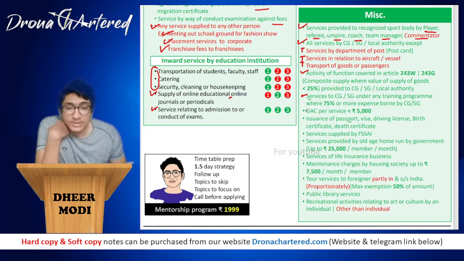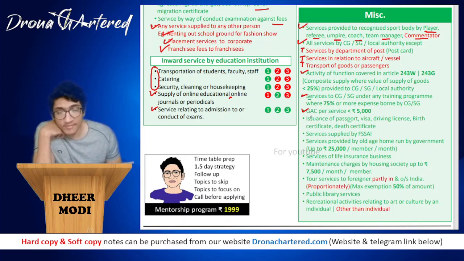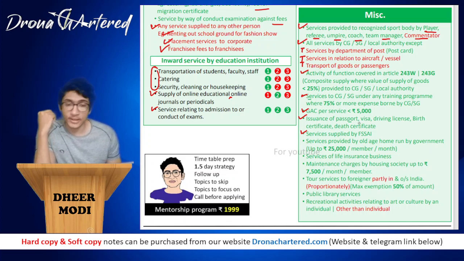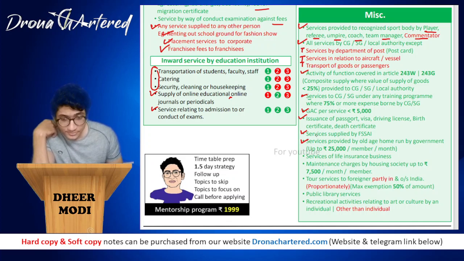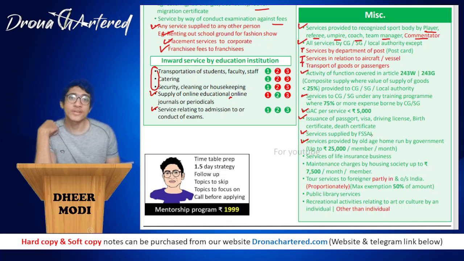Next, if your GST per service is less than 5,000, that will be exempt. Issuance of passport, visa, driving license, birth certificate, death certificate, all of these services are exempt. Services supplied by your FSSAI are exempt. Got it? Your FSSAI is basically your Food Safety and Standards Authority of India.